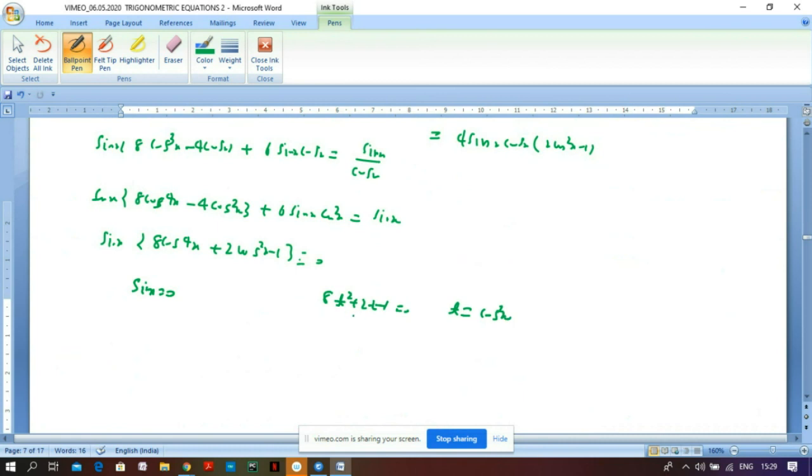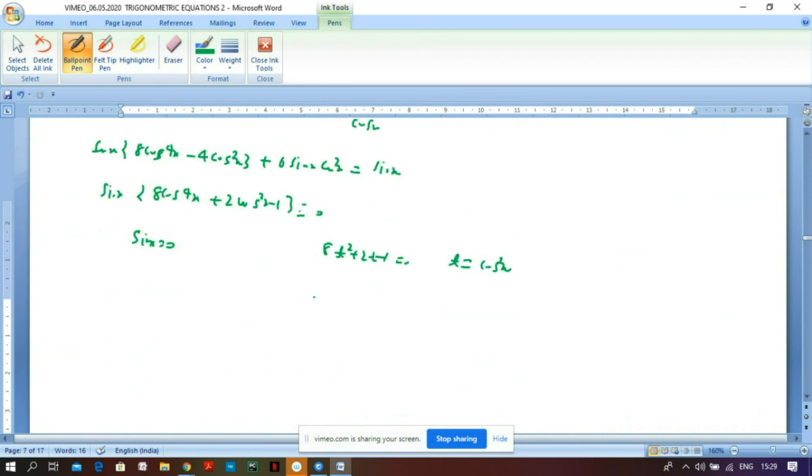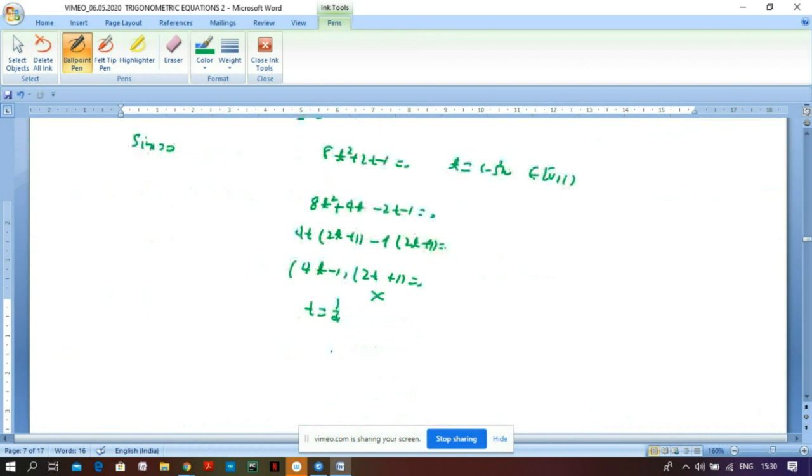Now in this one, factorize 8t square plus 2t minus 1: I can write 8t square plus 4t minus 2t minus 1 equal to 0. I get 4t times (2t plus 1) minus 1 times (2t plus 1) is 0. So (4t minus 1)(2t plus 1) is 0. But cos square x belongs to 0 to 1, so 2t plus 1 does not give any answer. t is 1 by 4. So I got cos square x equal to 1 by 4.